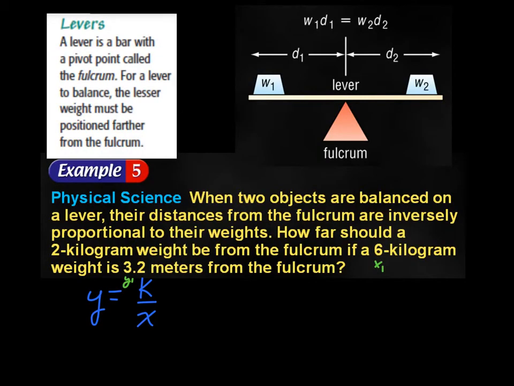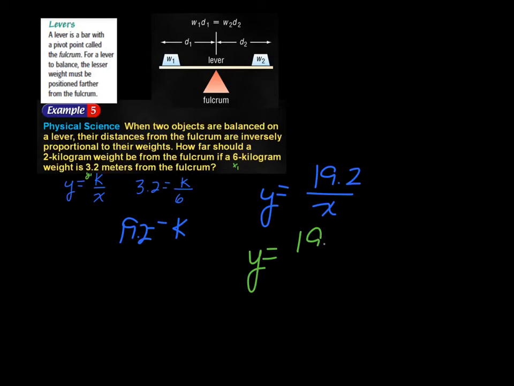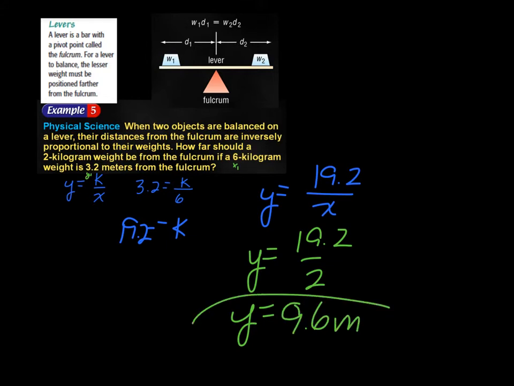I'm going to let the 6 kilogram weight be my x1 and the 3.2 meter distance be my y1. So I've got 3.2 equals k over 6. When I multiply that out, I got k equals 19.2. Now that I've got my magic number, y equals 19.2 over x, I'm going to substitute 2 in for x. So y equals 19.2 divided by 2, which gives me 9.6, and my units were meters.